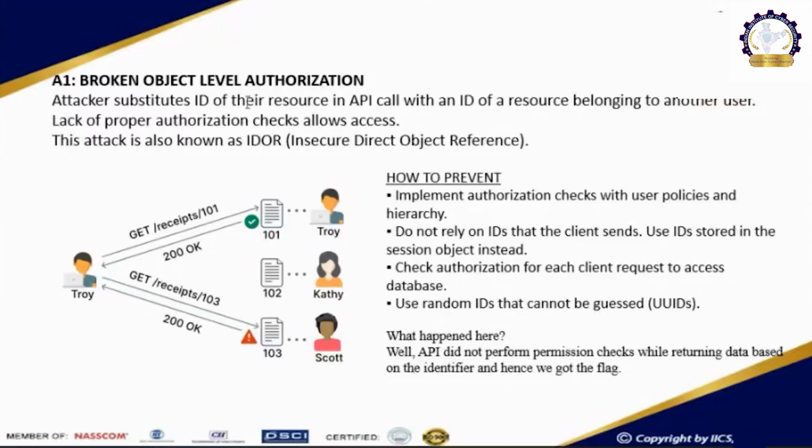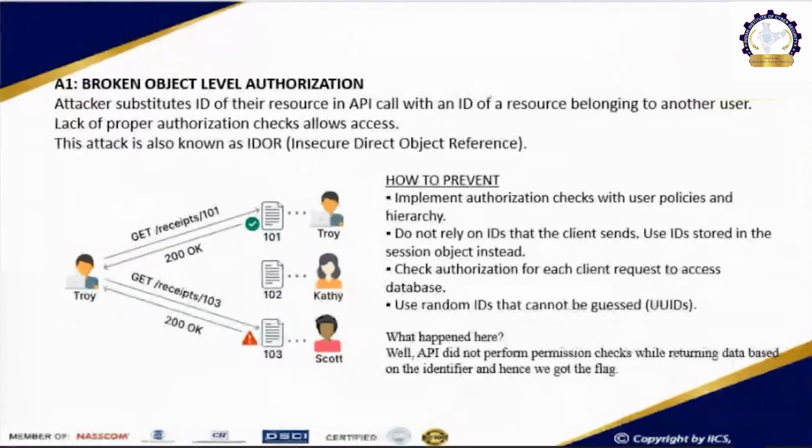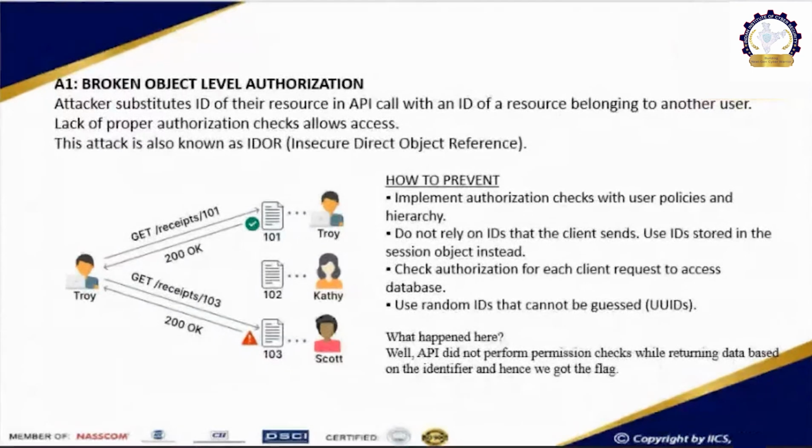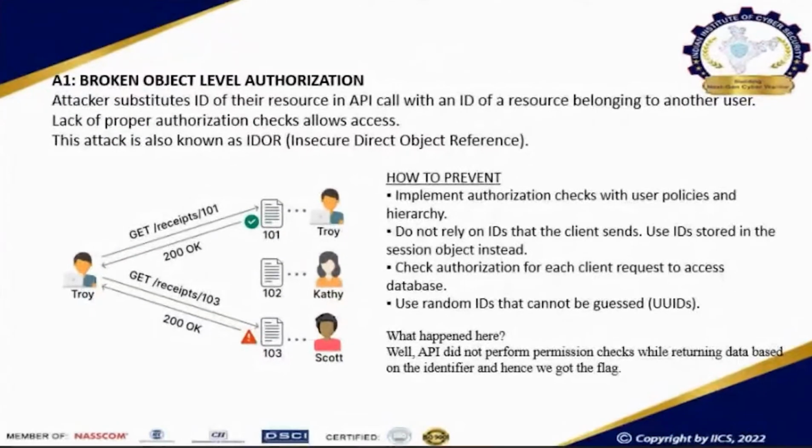That is broken object level authorization, meaning that at the object level the code gets broken. There are a few steps by which we can prevent that. First of all, we should implement authorization checks with user policies and hierarchy, building proper user policies and security policies. Next, do not rely on IDs. See here, 101, 103, and we saw in our lab also that we are fetching the resources with numbers. That should not be done.